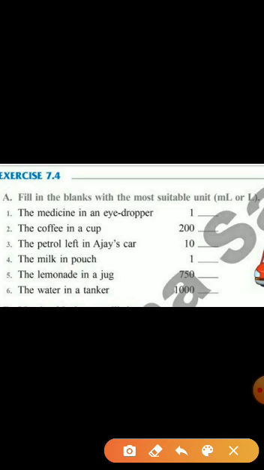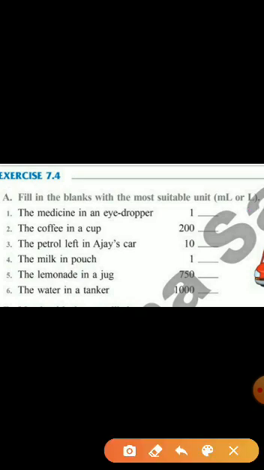Children, in this question, some statements are given to you along with some number. You are asked to put the most suitable unit, whether the liquids are in milliliter or liter. Just now we have seen that small quantities of liquid are measured in milliliter, right? So if we have a liquid in small quantity, we can put the unit milliliter. Large quantities of liquid are measured in liter. So if we have a liquid in large quantity, we can use the most suitable unit liter.